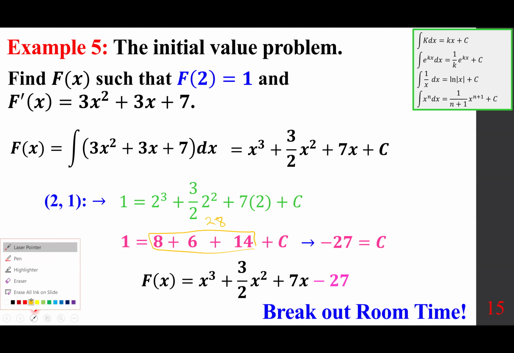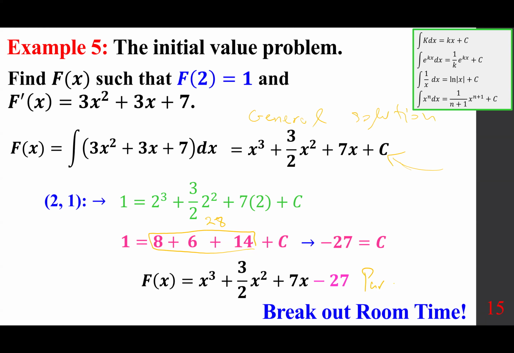So what that means is we have a general solution here because this means infinitely many solutions, a family of functions, and this means just one solution, particular, because we used the initial value that was given to us.